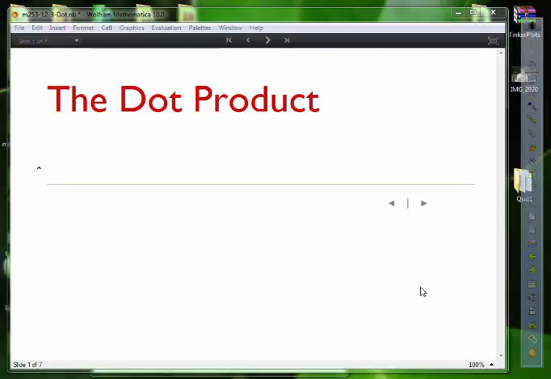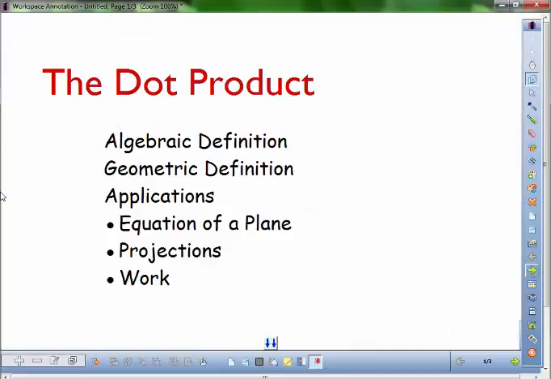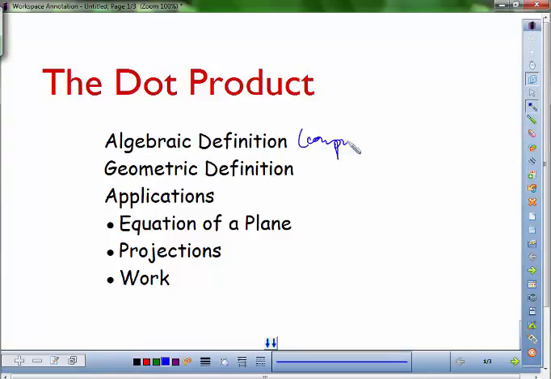Let's talk about the dot product. As we talk about this, we're going to look at it from an algebraic point of view, or I kind of call it more a computational definition. And then we'll look at it from a geometric point of view, and the geometry of the dot product will give us some tools to apply for later on.